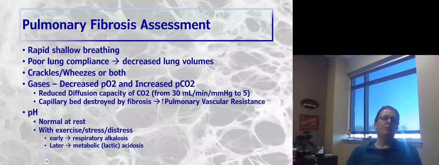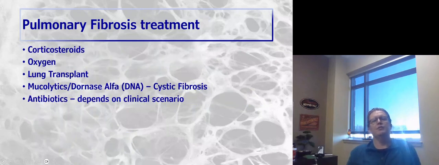On blood gas, their pHs could be normal at rest because they have moved to a place over time to compensate. With exercise, stress, distress, strain, illness, that sort of thing, anything that puts a demand on the respiratory system, early on, you would expect to see a respiratory alkalosis because they're going to be puffing to pant away some of this CO2. And then later, they're going to develop a lactic acidosis. That's typically the way that condition progresses.